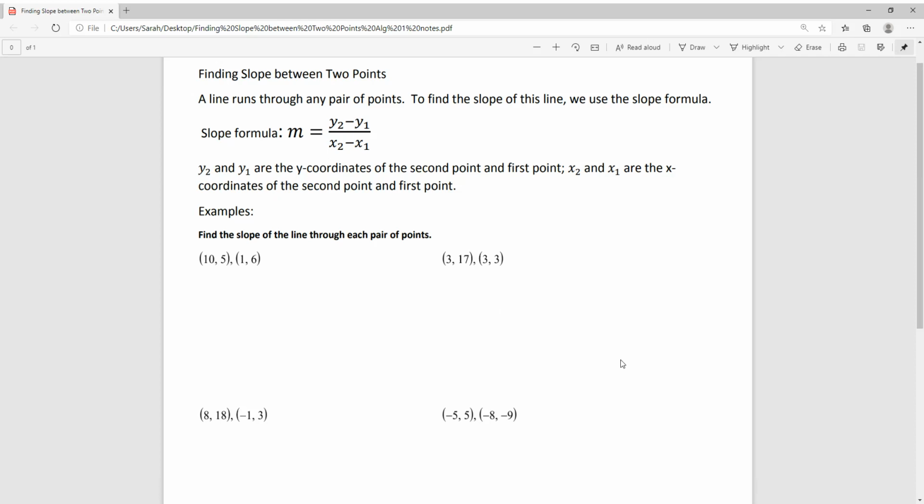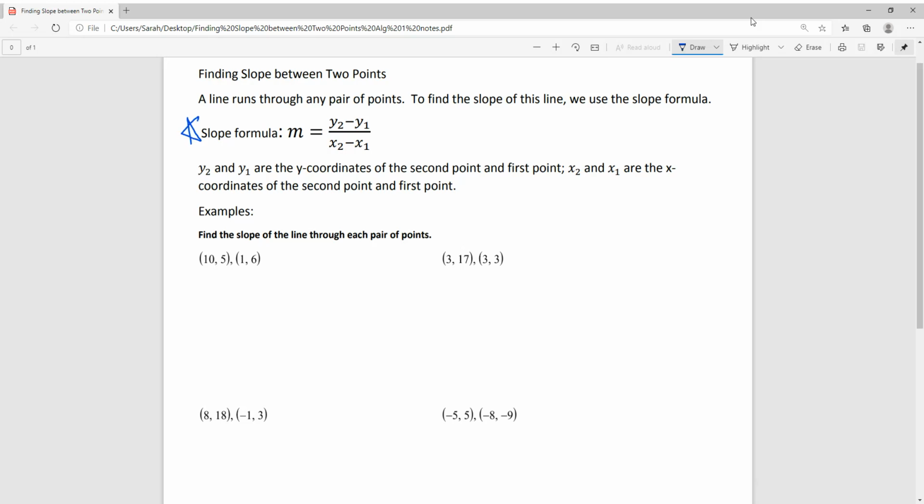Hello. Today what we're going to be doing is finding the slope between 2 points. The way we find the slope between any 2 points is by using the slope formula. So what this means is anytime you have 2 points, there is some line that goes between them, that goes through them. To find the slope of this line, we use the slope formula, which I have written right here.